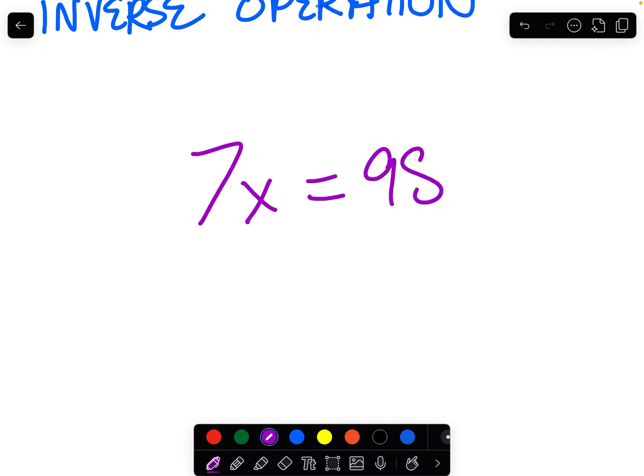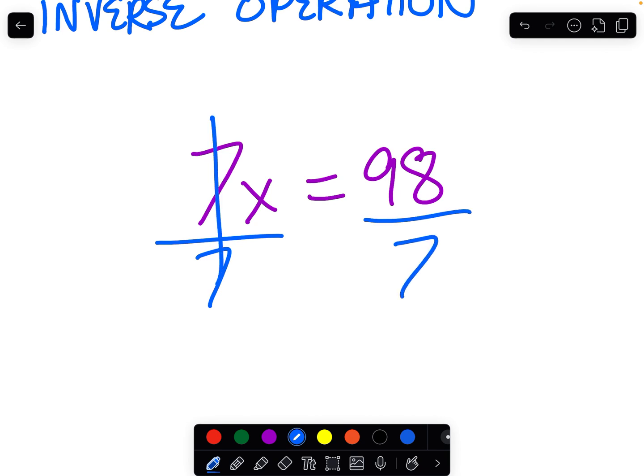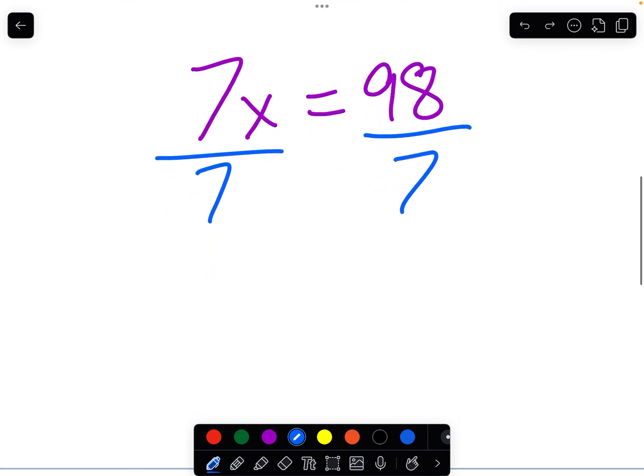So in the case of 7x equals 98, we want x to be alone, and to get rid of the 7, we need to apply the inverse operation to multiplication, which is division. And so what we're going to do is divide both sides by 7, because we want to cancel out that 7 so that we can get x to be alone.